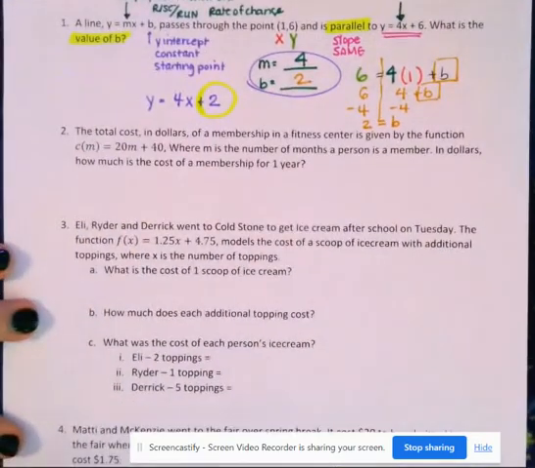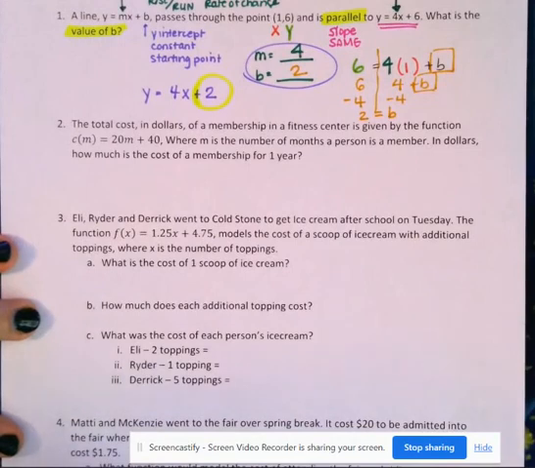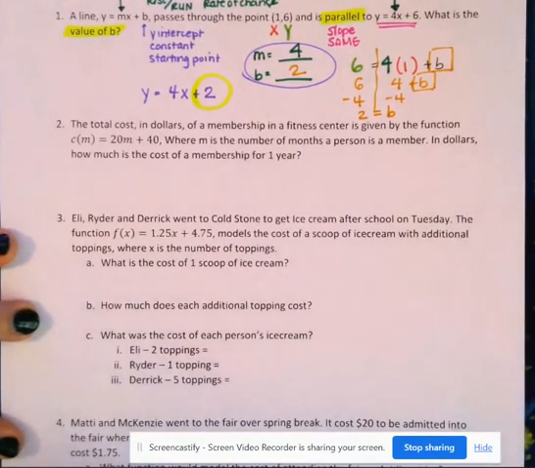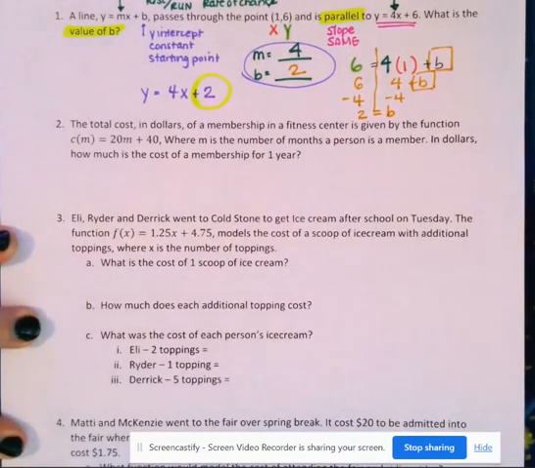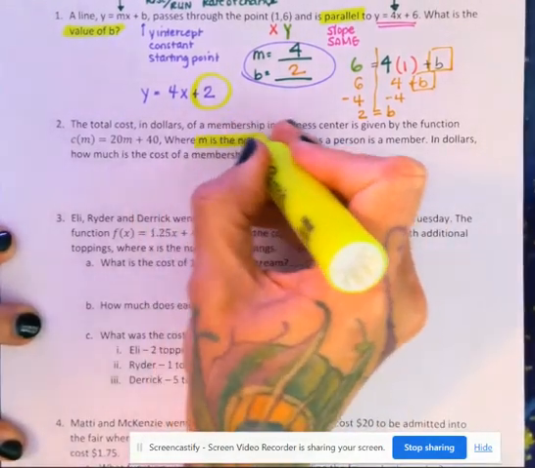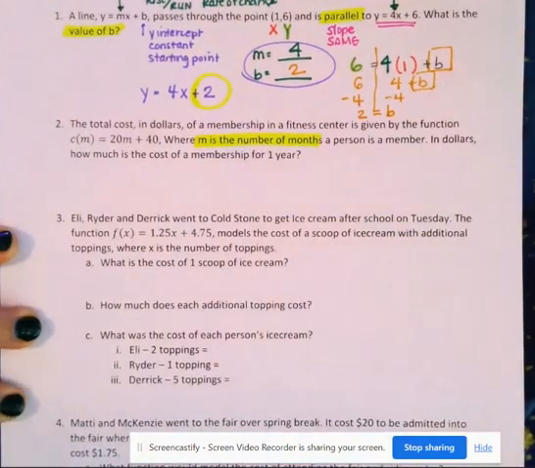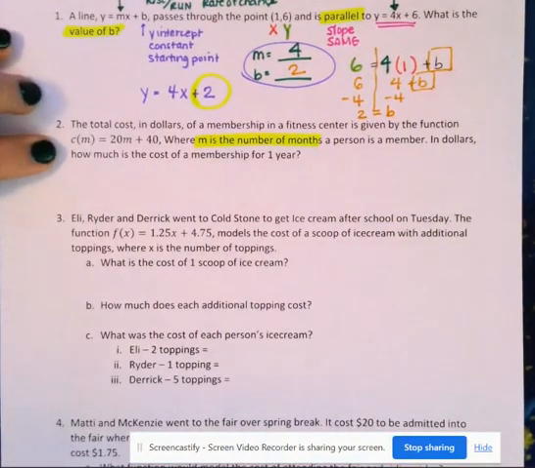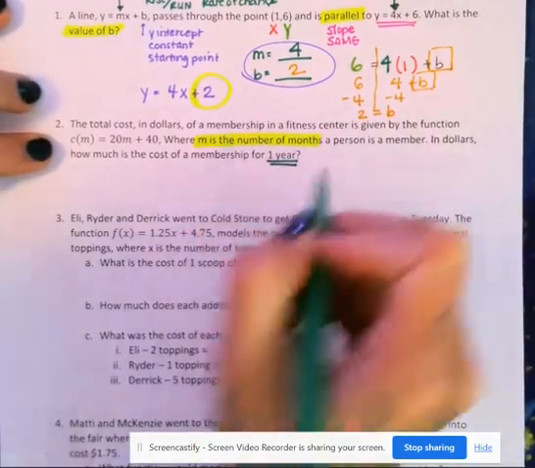All right, word problems. The total cost in dollars of a membership at a fitness center is given by the function C of M equals 20M plus 40, where M is the number of months. So M is months. That's important. A person is a member. In dollars, how much is the cost of the membership for 1 year? 1 year is what we're looking for.